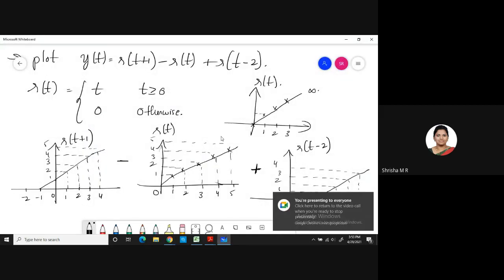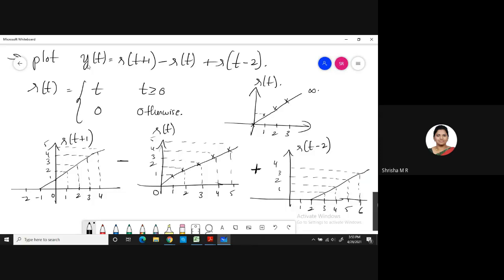You have been asked to plot this signal y of t, which is R of t plus 1 minus R of t plus R of t minus 2. You people know the definition of the ramp signal. It is t for t greater than or equal to 0, and 0 otherwise. R of t is equal to t means at t equal to 0, it will be 0. At t equal to 1, amplitude 1. At t equal to 2, amplitude 2. At t equal to 3, amplitude 3. It will go on up to infinity.